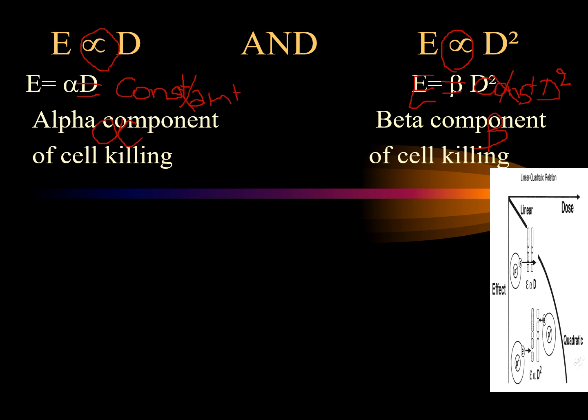And then look at the forearm. This forearm will represent the beta component of cell killing, or the bending part of the curve, where the effect of radiation is not directly proportional to D, but proportional to D squared. So you have two components of your arm. One is the alpha component of the cell survival curve, and the second part, the forearm, is the beta component of cell killing.